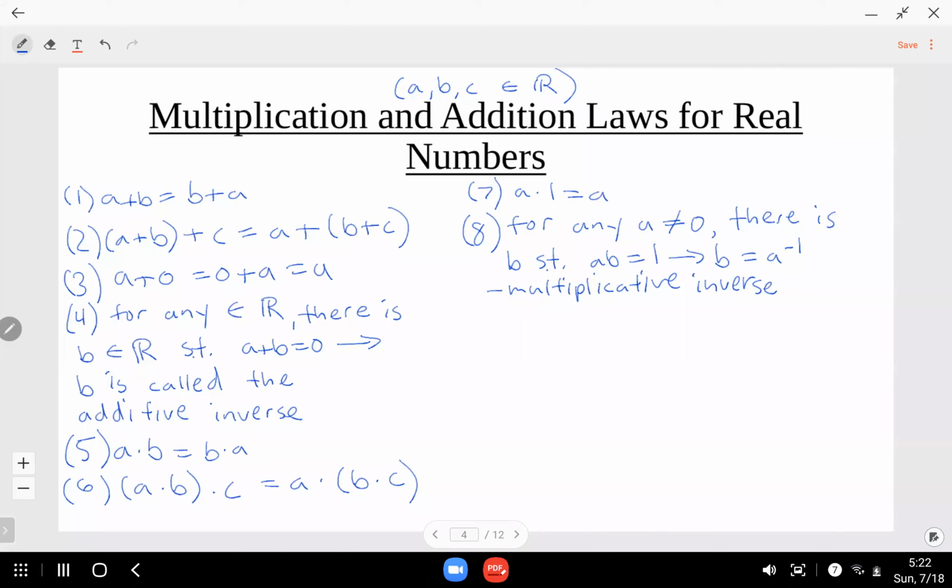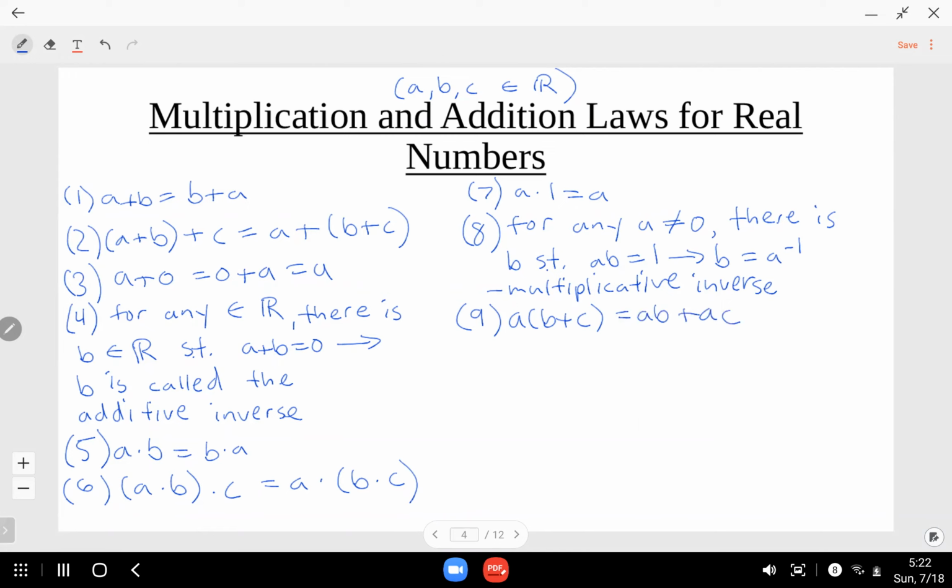Now we have a 9th law here. And this ninth law combines addition and multiplication. That is going to be the distributive property: a times the quantity of b plus c equals ab plus ac.